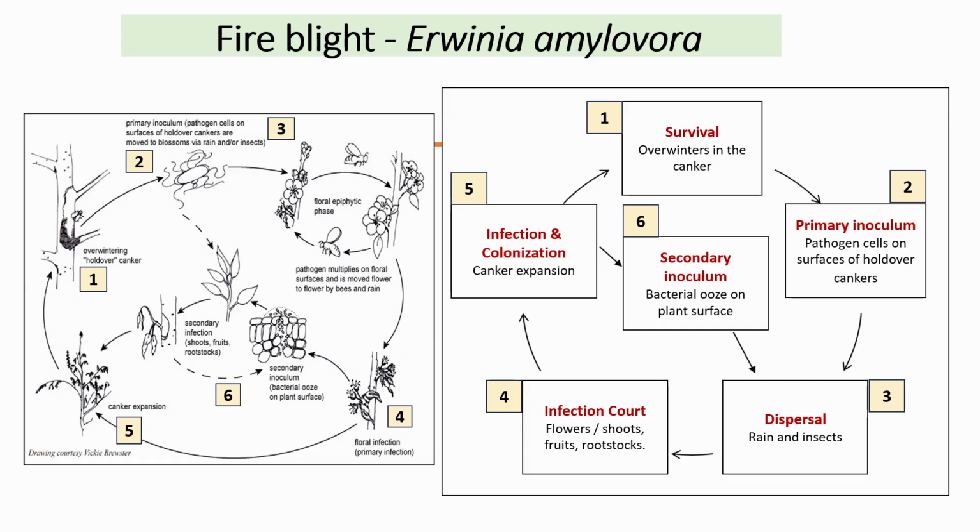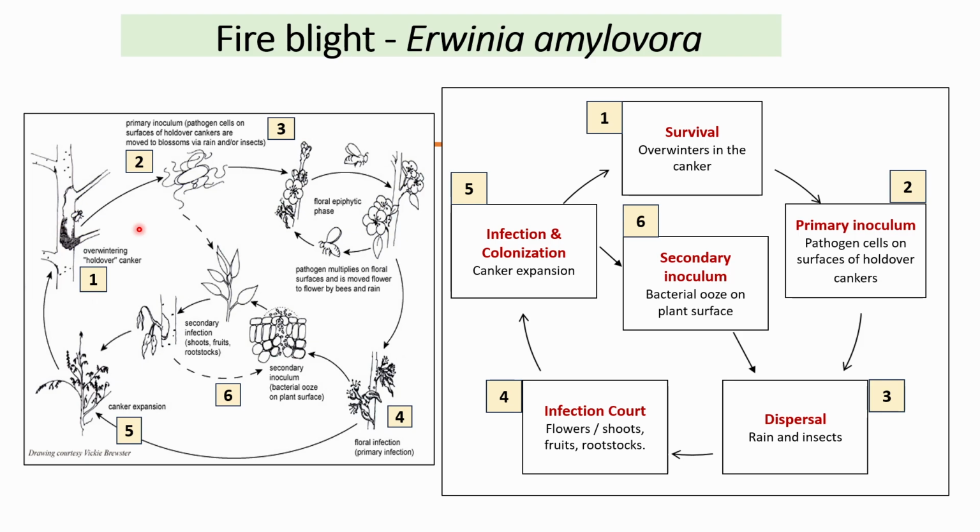The bacteria overwinters in cankers. The primary inoculum are the pathogen cells on surfaces of old cankers. For example, here we see the number 1. So the bacteria overwinter in the old canker. And here is like a fly, an insect. This fly will be important.